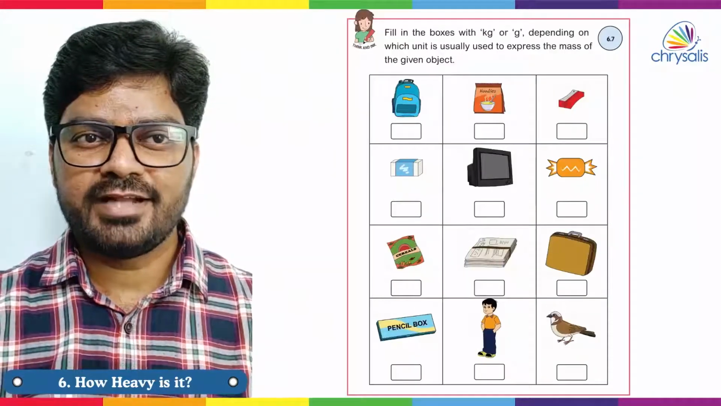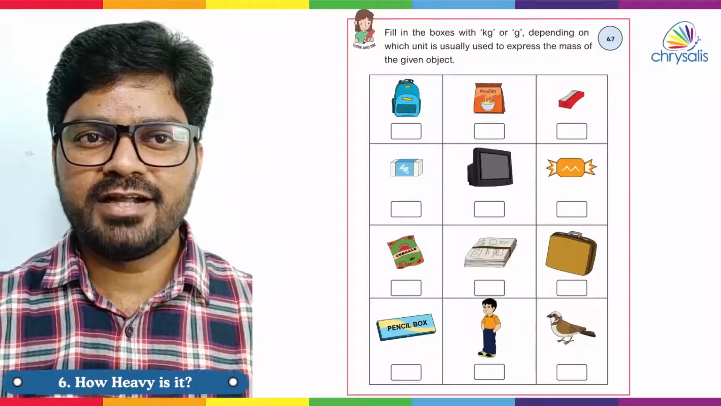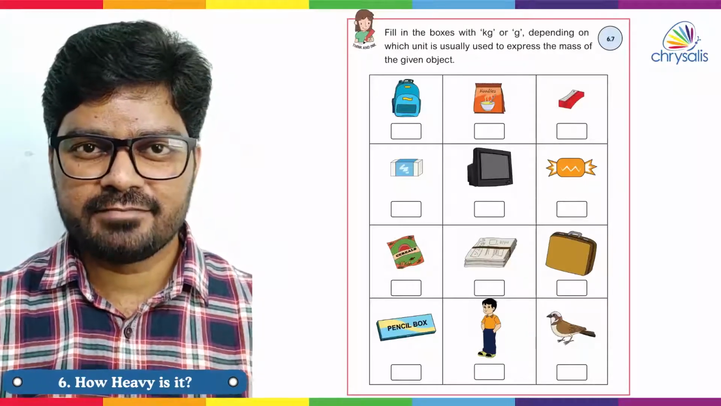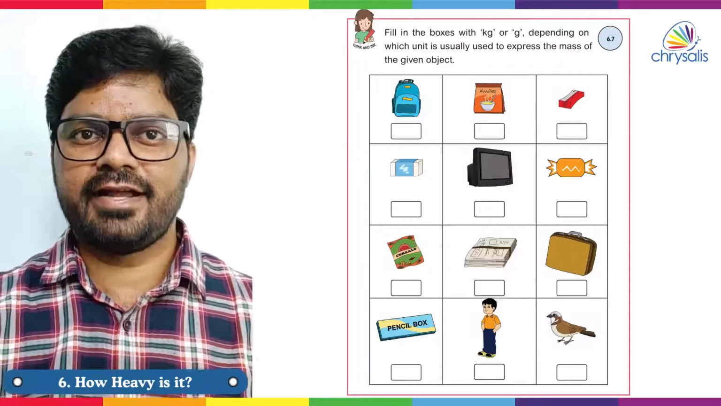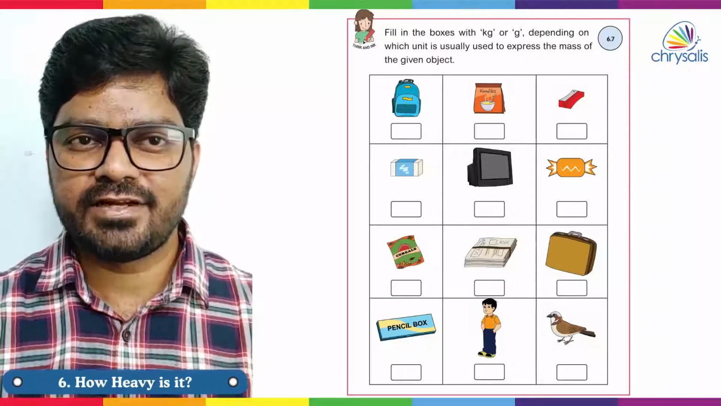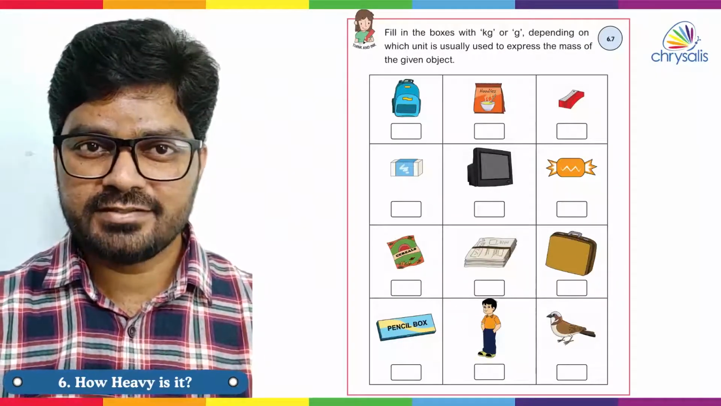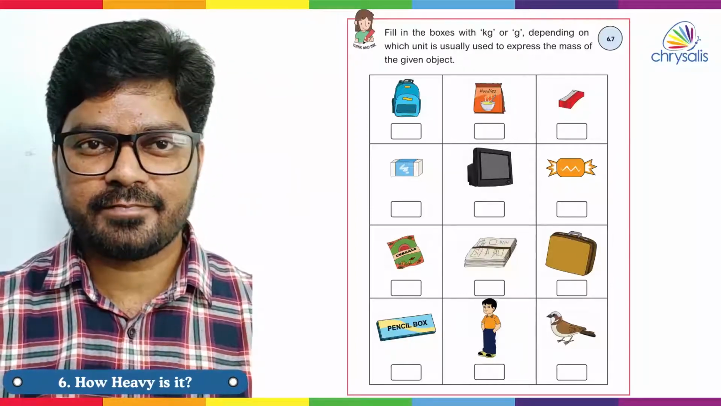Moving on, let us do another activity. If you have studio with you, open page number 111, activity number 6.7. If not, you can use your notebook and write activity 6.7. Here you can see images of some objects. Some of these objects are heavy and some of them are light.